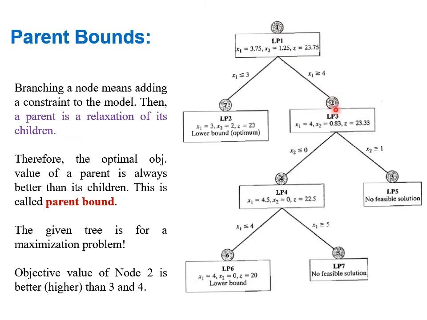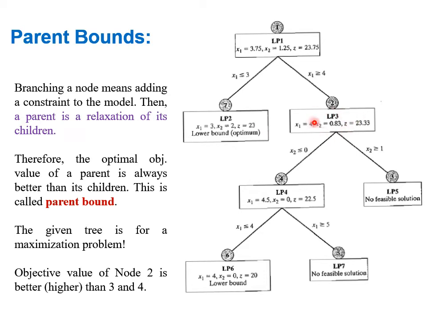Similarly, look at node 2. The objective function value is 23.33, which is less than this value. Okay, we said that this is a relaxation of these two nodes. Then the objective function value of a relaxation must be better than that of the original models. And better means that in this case, the problem here should be a maximization problem, okay? It's a maximization so that the relaxed problem has a higher objective function value than the original ones.